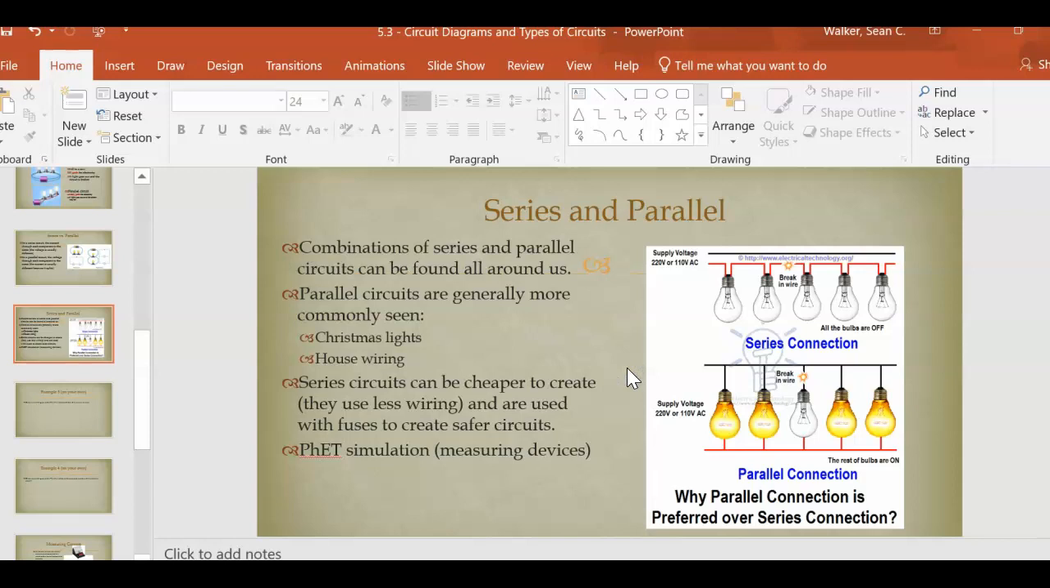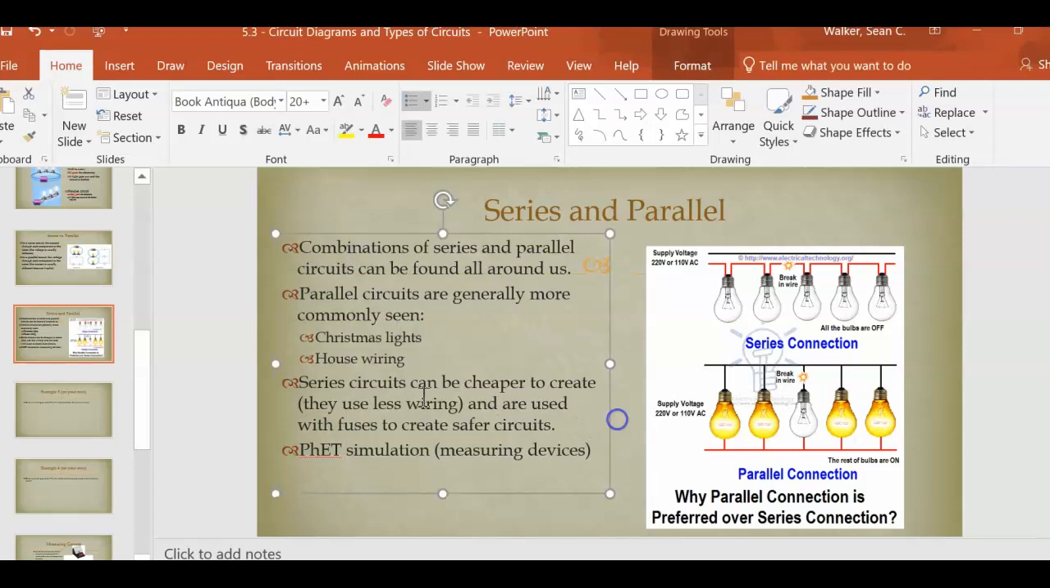Sometimes what you do when you buy Christmas lights is part of it is in series and part of it is in parallel. So they might have the lights in strands, and if one of the bulbs in a strand goes out, that strand might go out, but the other strands of lights might work. Okay, and so a lot of the time you have combinations of series and parallel circuits combined. Okay, but those are where you would see series and parallel in real life.